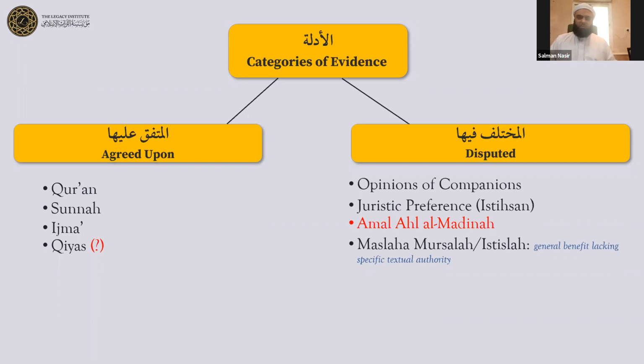It's a question that merits exploration. Furthermore, we can ask, is there rational evidence for the Qawl of Sahabi being Hujjah, or is there textual evidence that Qawl of Sahabi, the opinion of a companion, can be Hujjah?